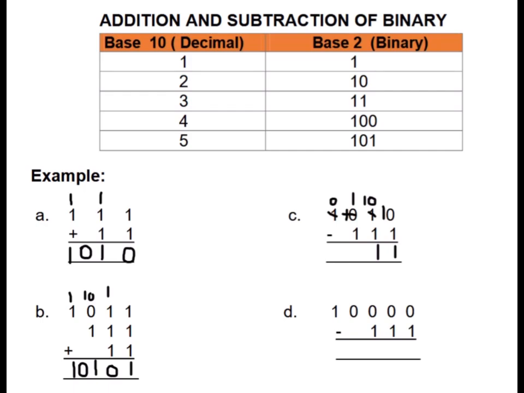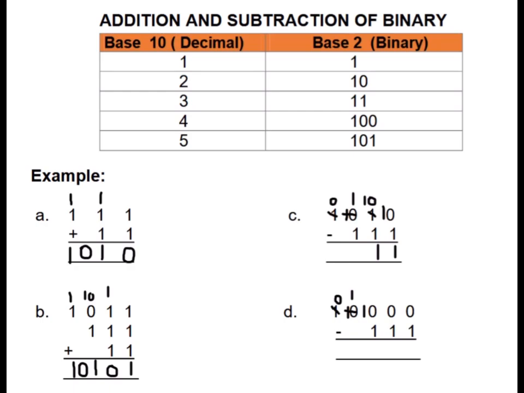Now from this other part, which is the D, exercise D, we have 1, 0, 0, 0, 0 minus 1, 1, 1. So technically we can't take away 1 from 0. We have to borrow 1 from this. So I'm taking this 1 away. So this is meaning 0. Bring it here. That's 1, 0. That's 2. So borrow 1 from 2, meaning 1.